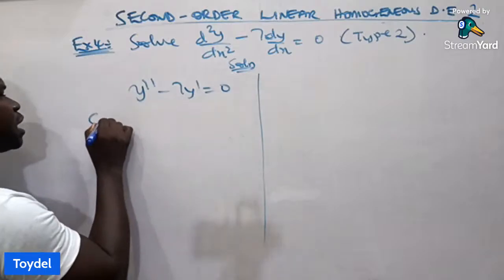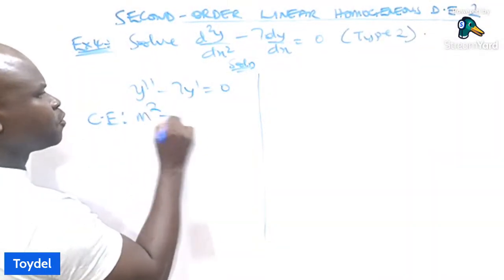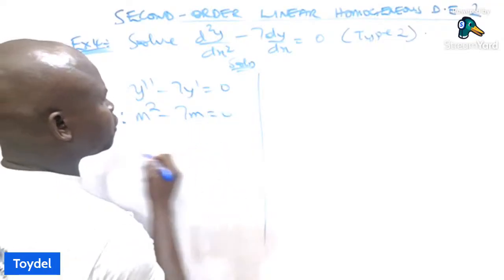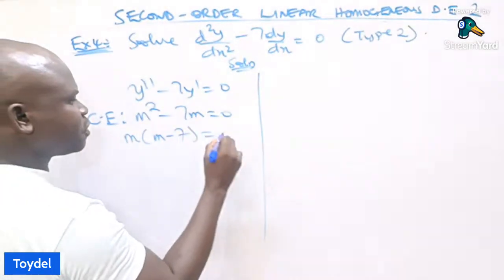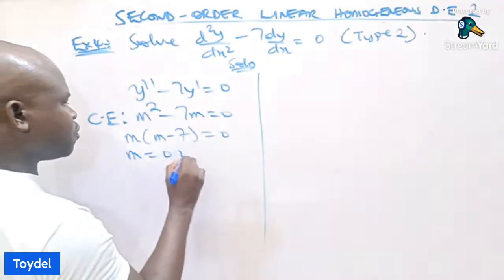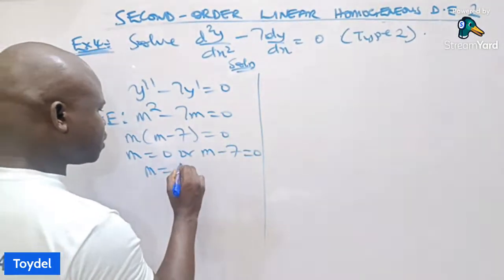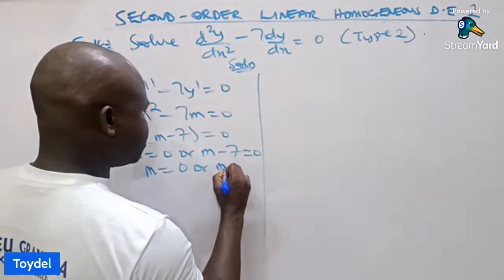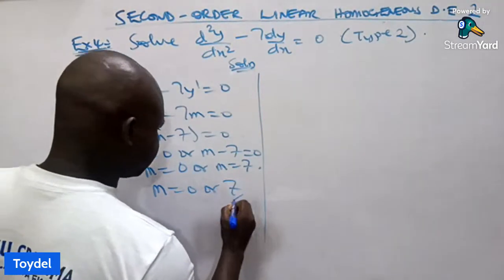So if you find the characteristic equation here, the characteristic equation will be m squared minus 7m equal to 0. Of course, this is a quadratic equation. m is common here. We say m(m minus 7) equal to 0. So m is equal to 0 or m minus 7 is equal to 0. So m is equal to 0 or m is equal to 7.